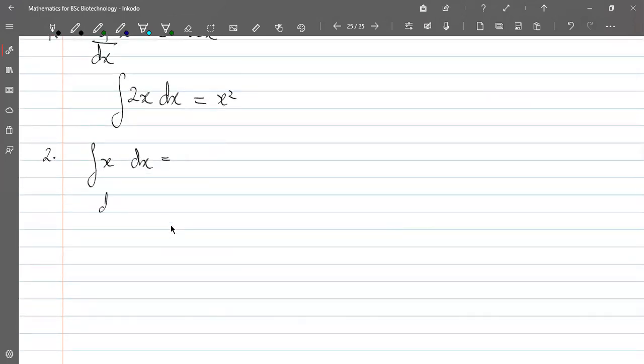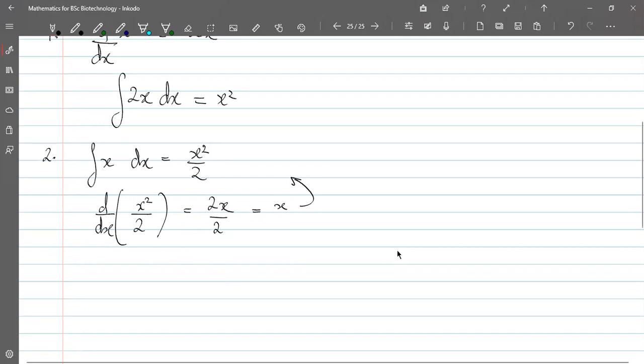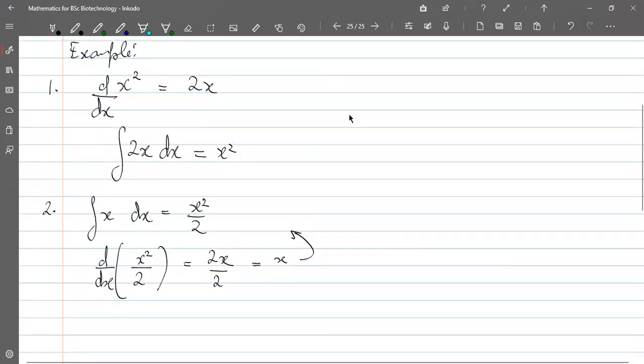I know that d/dx of x square is equal to 2x, but that means d/dx of x square by 2 is 2x by 2, which is x. Therefore, what do I get? Integral of x is this thing, x square by 2. Is this clear to everyone? Should I explain this again? I hope this is clear. It's just direct application of the definition and what we know. Is this also clear?